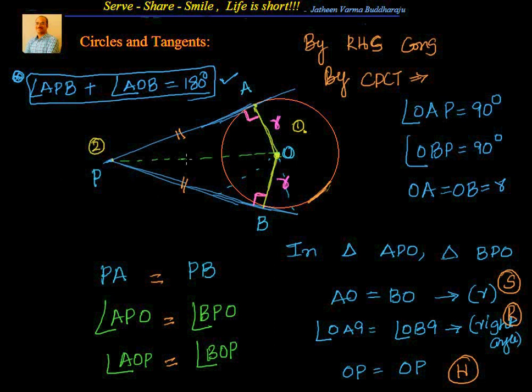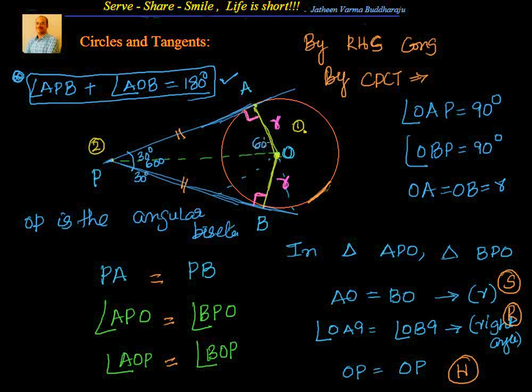So by this discussion, we can safely conclude that OP is the angular bisector. That means if I know the total angle here is 60 degrees, this angle is 30 degrees and the angle on the other side is also 30 degrees, 90 here. So this will be 60, again this will be 60.